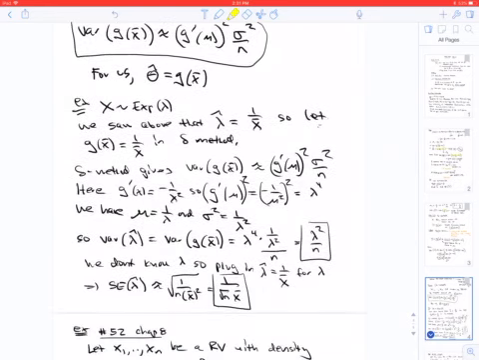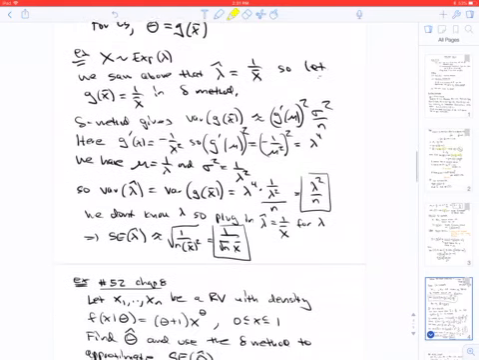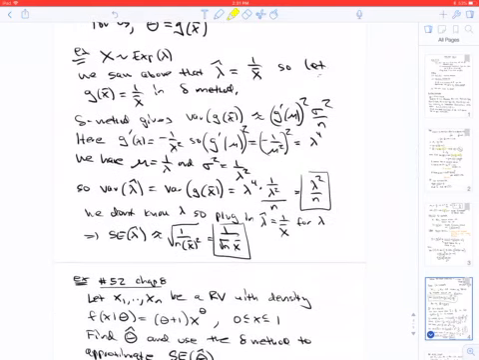Now, let's say that X is exponential lambda, then lambda hat is 1 over X bar, and so our G of X bar is going to be 1 over X bar in the delta method. So we get that the variance of our MOM estimator is lambda squared over n, and because we don't know what lambda is, we plug in our MOM estimator, and we get that the SE of lambda hat is 1 over the square root of n X bar.